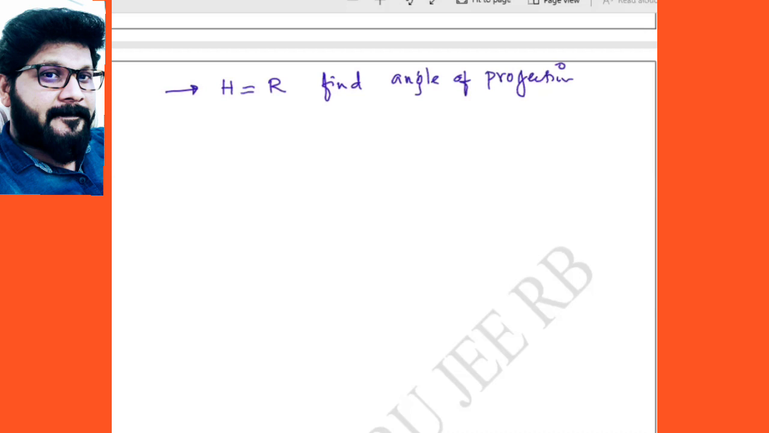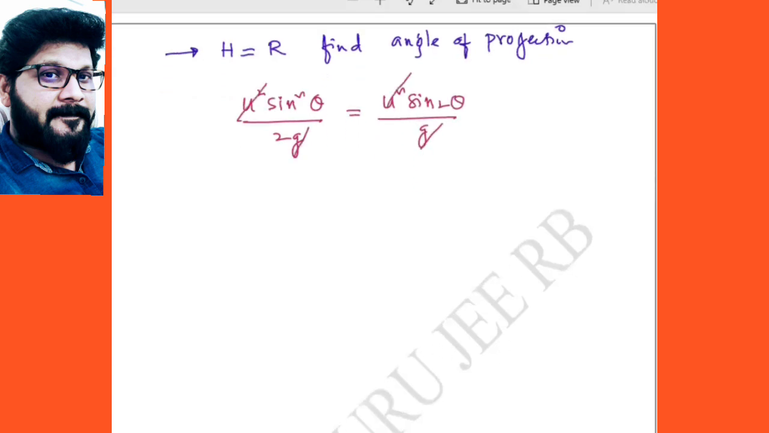Tan inverse of 4, somebody posted. Very good. Let me start here. Maximum h is equal to u square sine square theta divided by 2g, equal to r, which is u square sine 2 theta divided by g. So g cancels with g, and u square cancels. Sine 2 theta can be written as 2 sine theta into cos theta. Am I right? So one sine theta cancels, and sine theta equals 2 into cos theta.